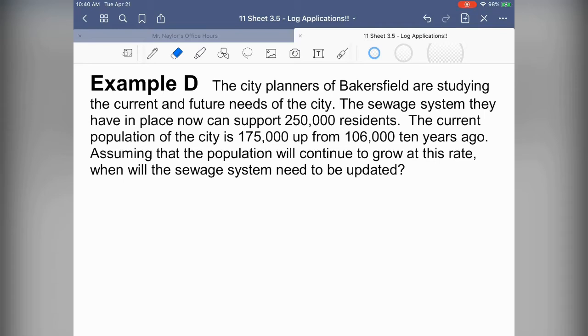Because students will often ask, well, how do I know if I'm supposed to use the natural continuous change formula, this y equals ne to the kt? And the answer is simple. As long as the problem is in a continual state of change, then we can use this formula. And so here we have a sewage system. It looks like it can support 250,000 residents.